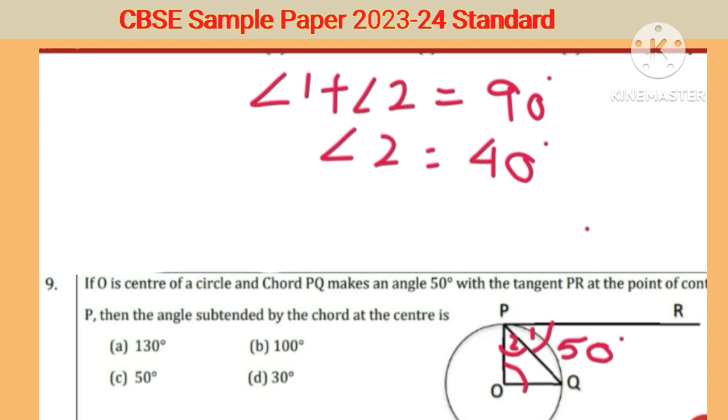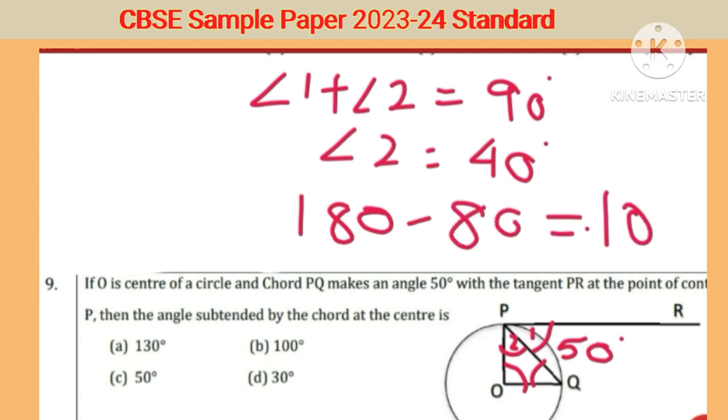You don't need to write everything I told you in the beginning of the video. If angle 2 is 40, then this angle Q is also 40. So 40 plus 40 is 80 and our angle O will be 180 minus 80, that is 100 degree, should be the answer by angle sum property. I hope it is clear to you. You have to be a little faster than me in the exam because I am explaining the things.